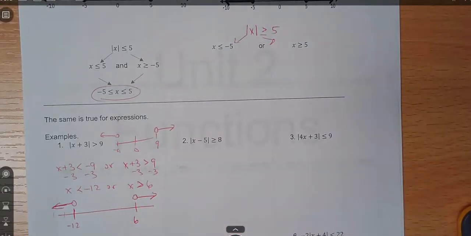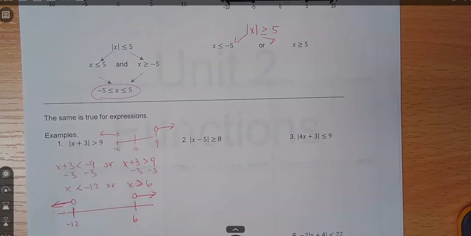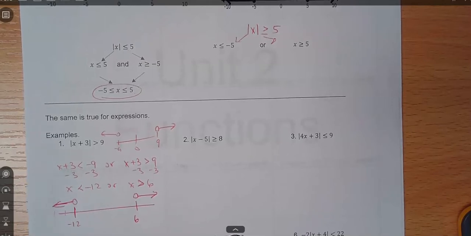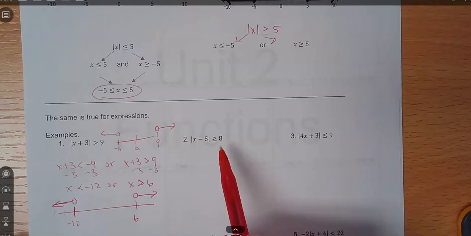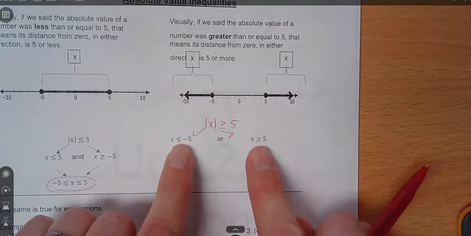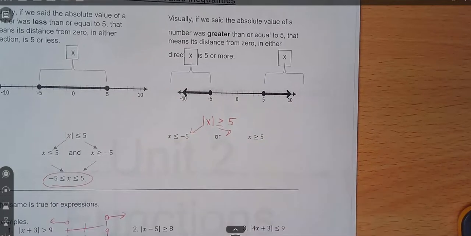So any number, 7 would make that work. -13 would make that work. 52 would make that work. Or -52 would make that work. So there's lots of answers to this. So when it says the distance is greater than, you're being pushed outside. You have two separate inequalities to solve.